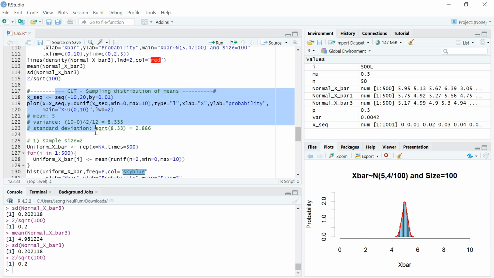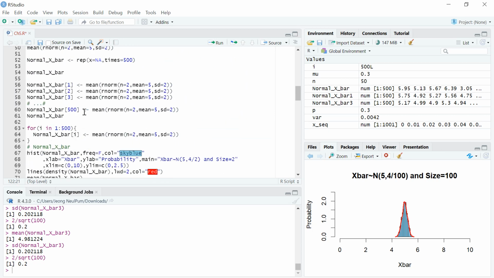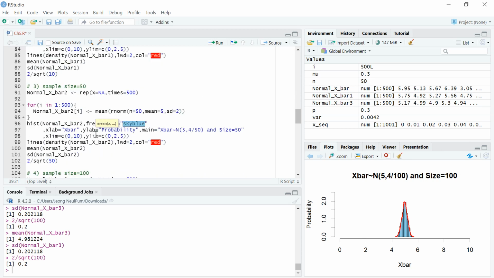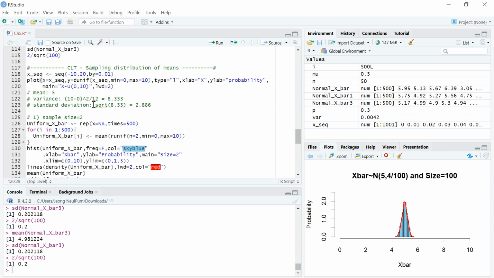And the second part of the CLT is nothing but that we do the same experiment with a different population distribution. So in the first part of the experiment, we started from the normal distribution and checked if the sample mean follows the normal distribution. However, as the CLT guarantees that we don't have to start from the normal distribution, in the second part of this code, it starts with a uniform distribution, not a normal distribution.